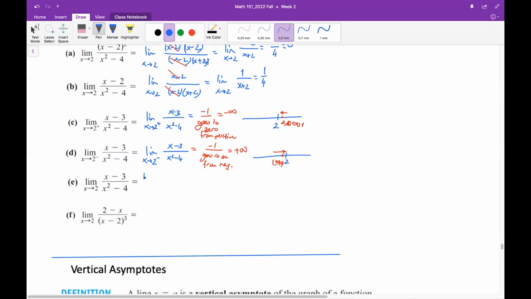Okay, let's look at this limit as x goes to 2. So we look at the right-hand side and left-hand side limits. One of them is minus infinity, one of them is plus infinity. That's why you can directly conclude, here it is the same function, so the limit does not exist by these two.